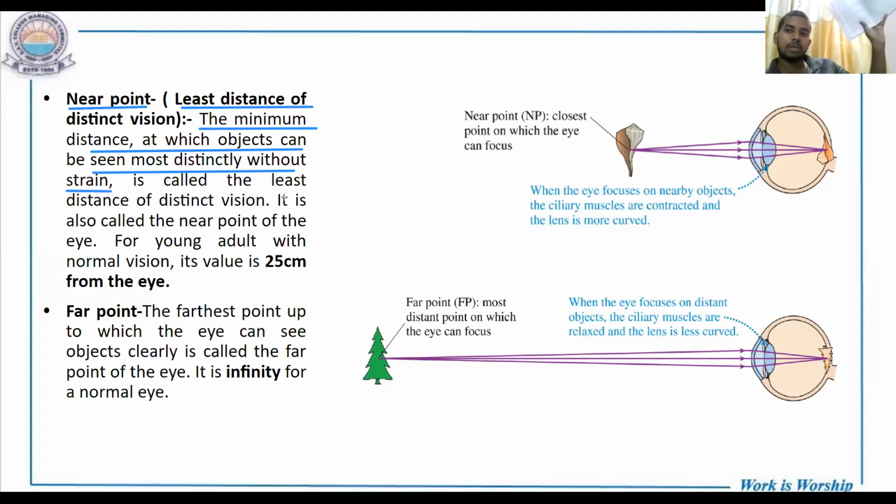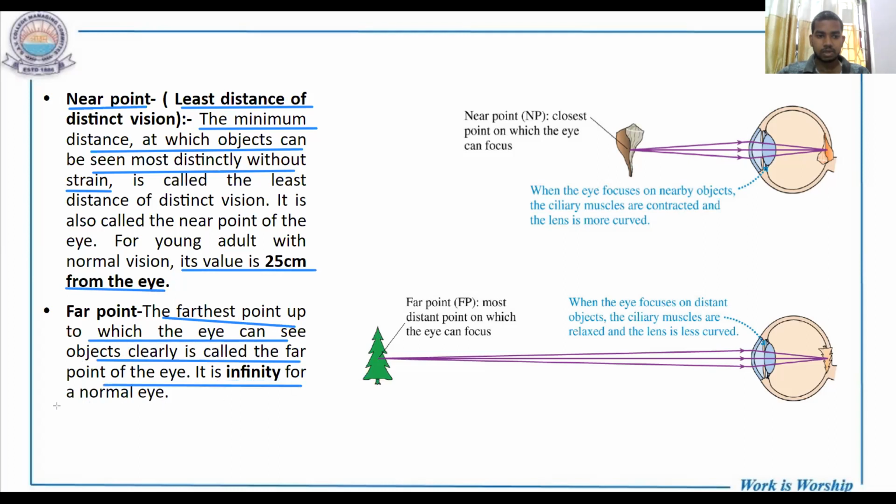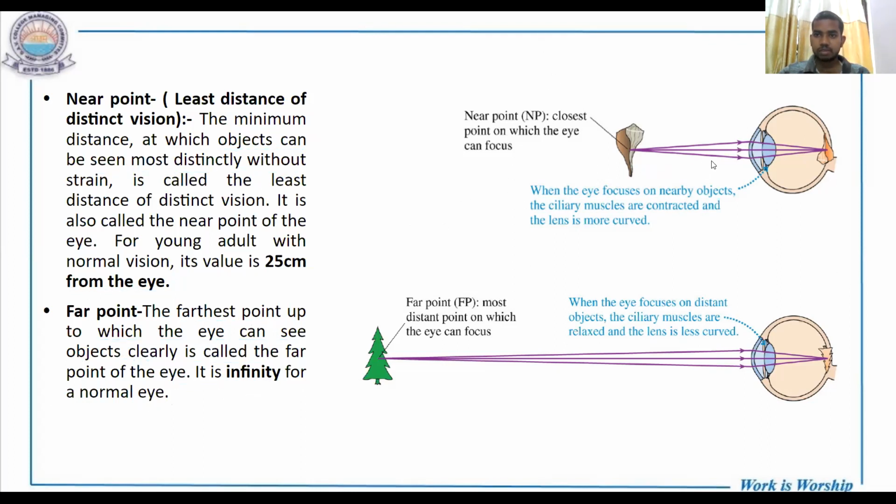The farthest point may be a long distance, up to infinity. For a normal eye, the nearest point is 25 centimeters and the farthest point is infinity. So the least distance of distinct vision here is written as 25 centimeters from the eye. The far point is the farthest point up to which the eye lens can see objects clearly. It is infinity for a normal eye. Hope these things are clear to everyone. Yes or no? The diagram is also explained here on the right side.